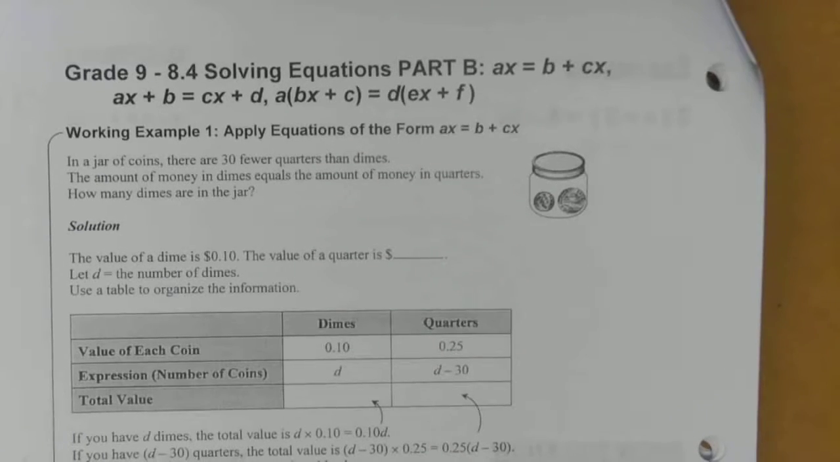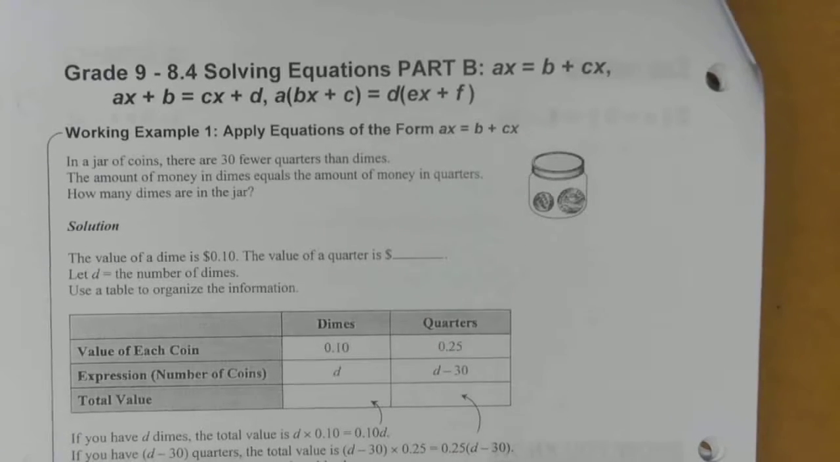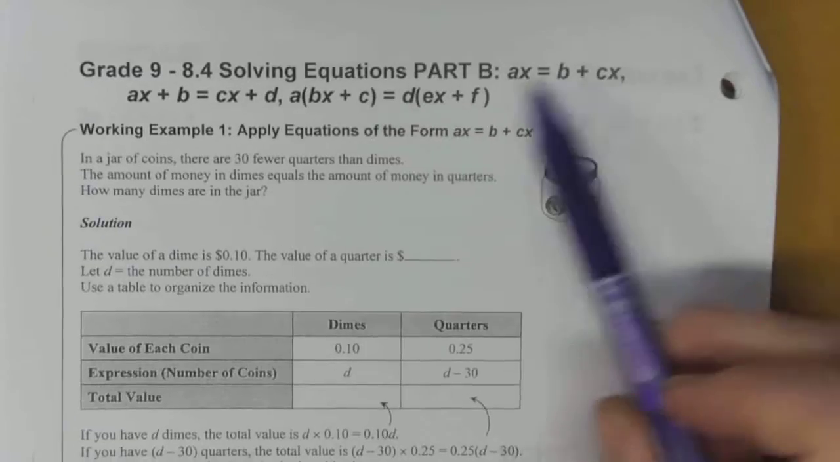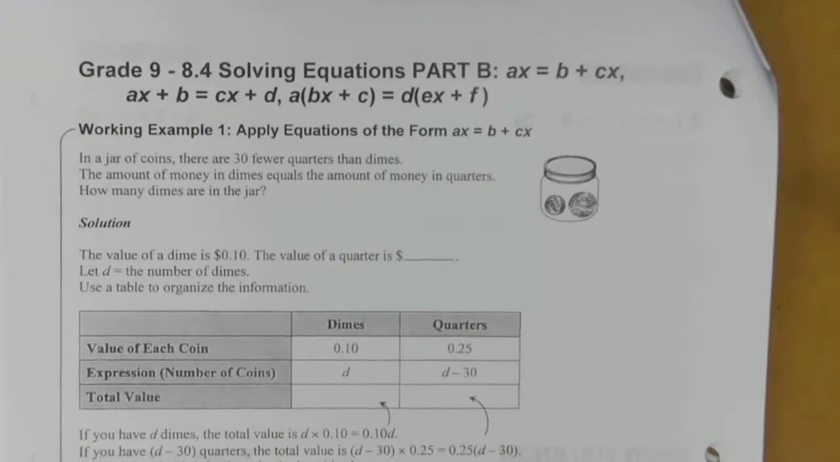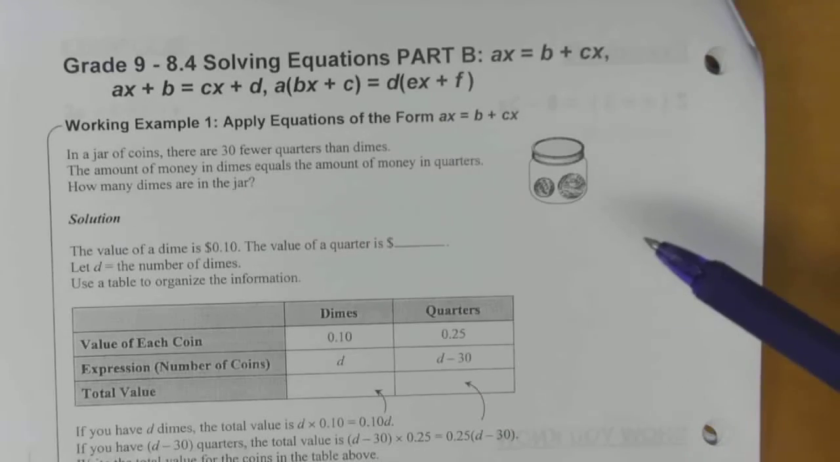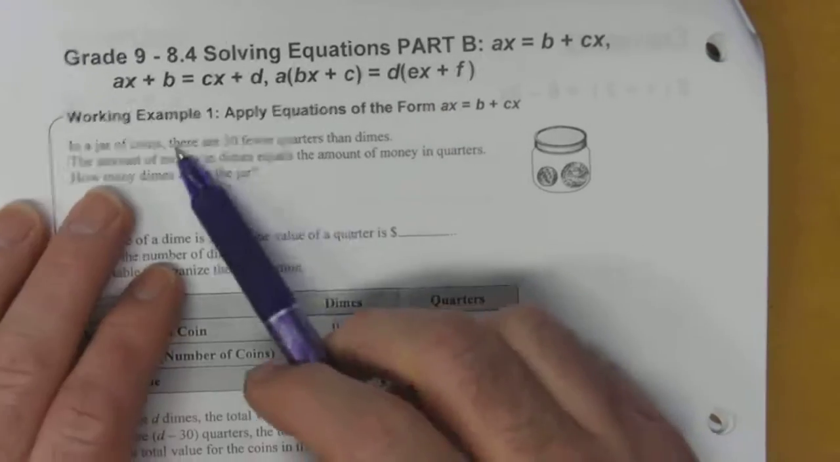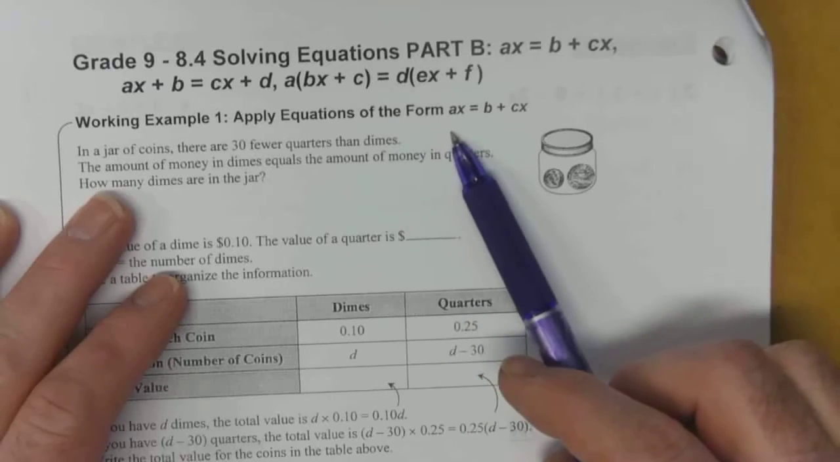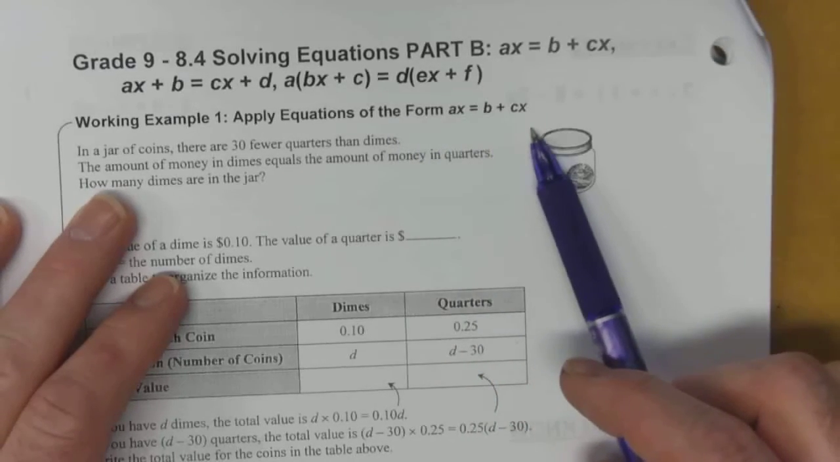Final part D for section 8.4 on solving equations. We've got 3 different forms that we're going to deal with, some of which use the distributive property. Alright, here we go. So we're in example 1, apply equations in the form AX equals B plus CX.